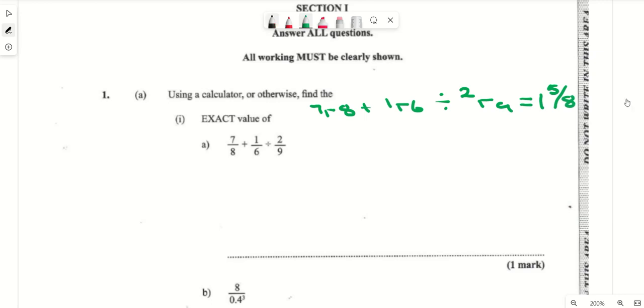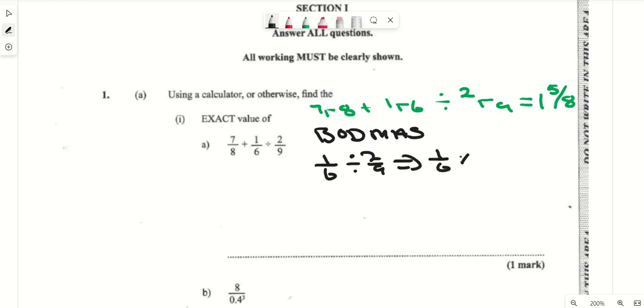They say or otherwise, so I'm going to do it manually now. Remember, always use BODMAS when you're doing these questions. So that means we have to do division first. There are no brackets, there's no of, there is division. So we have to divide 1 over 6 divided by 2 over 9. That goes into 1 over 6 multiplied by 9 over 2. 3 could go into 6 2 times, 3 could go into 9 3 times, so it's 3 over 4. So now we have 7 over 8 plus 3 over 4.